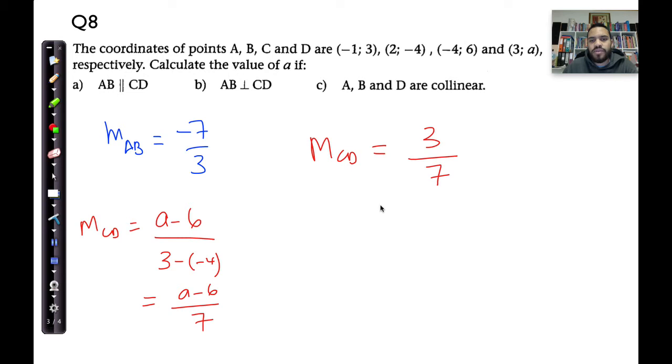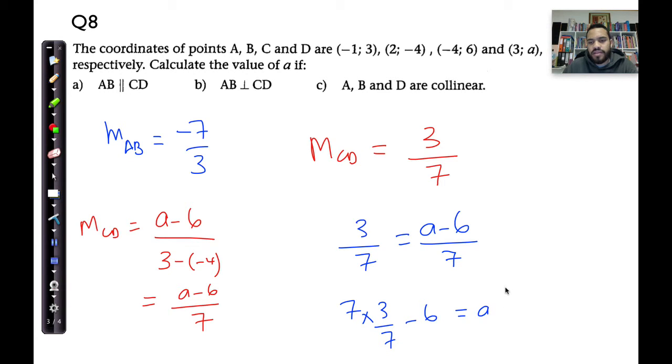Now I know if this is the equation and that's the actual value, I can equate them. So let me do that over here. Positive 3 over 7 is equal to A minus 6 divided by 7. Now let's multiply: 7 times 3 over 7 plus 6 is equal to A. Therefore, A will equal, after some calculations, you can see the 7's cancelled, then I got 3 minus 6, and 3 minus 6 is going to be -3. That's right, -3. And that's my solution there.